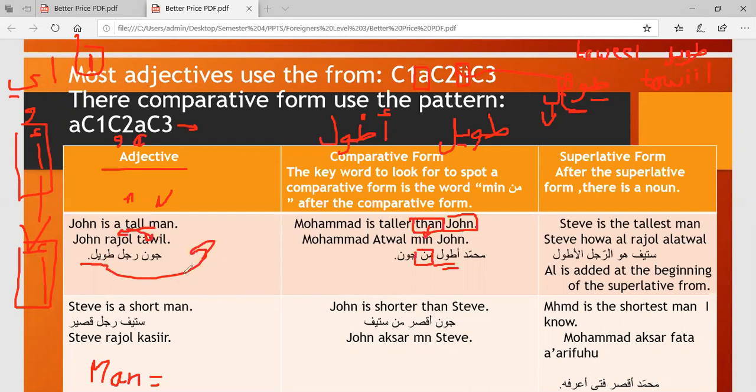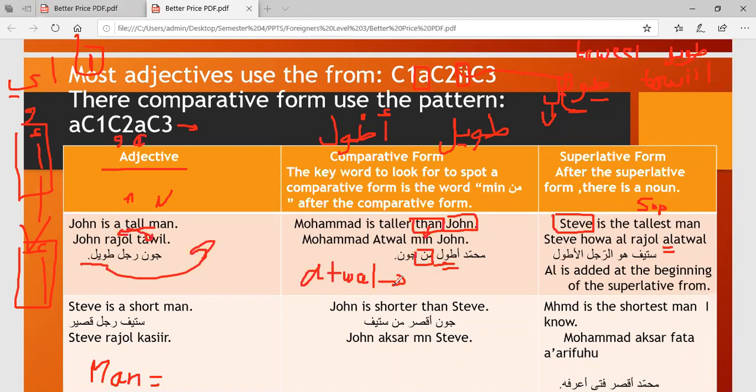Now let's go to the superlative form. John is a tall man. Muhammad is taller than John. Now we choose another person. Steve is the tallest man. This is a superlative, guys. Sometimes we have to add L and sometimes we keep it without L. Let's see when. How do we form the superlative form from the comparative form? If we say أطول is the comparative, what should we do to make it superlative? Alex, what does it become in the superlative form? Let me see if Alex is with me.